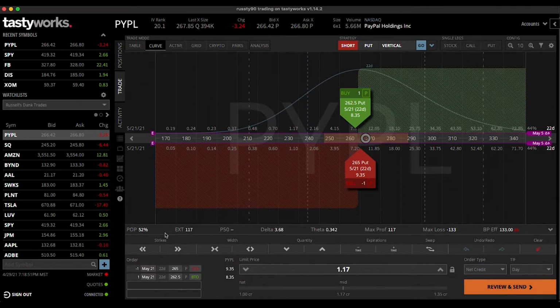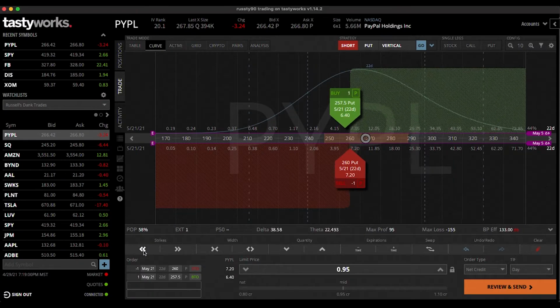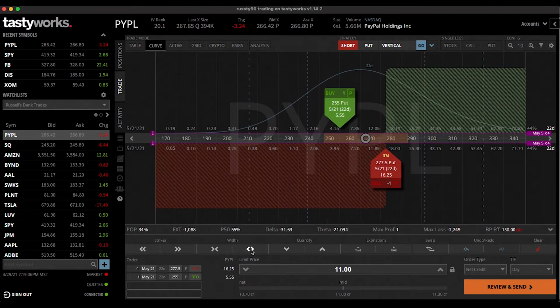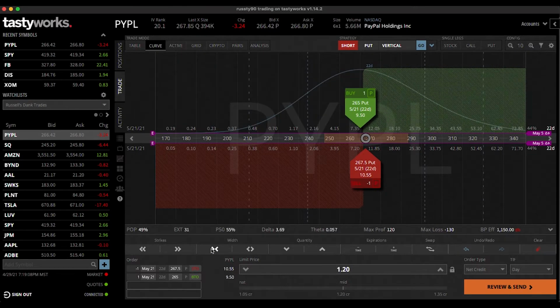Down here, this is probability of profit. Don't read that. This is the strikes button, so you can move the strikes to the right or the left. This is width, so you can make the distance bigger. When you're doing vertical put credit spreads, you want to keep those strikes tight like a tiger. Quantity: you might want more than one, you can get as many as you want.